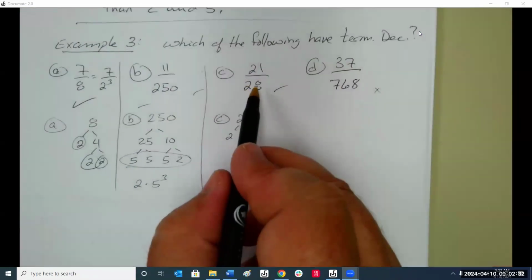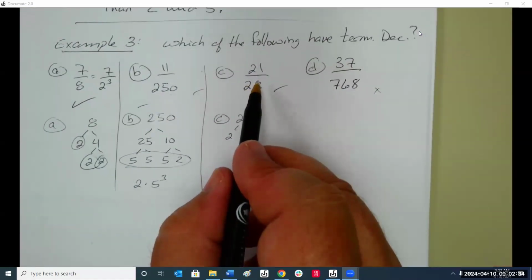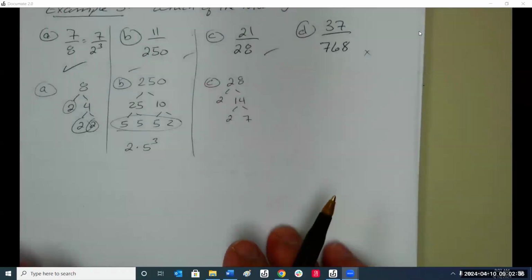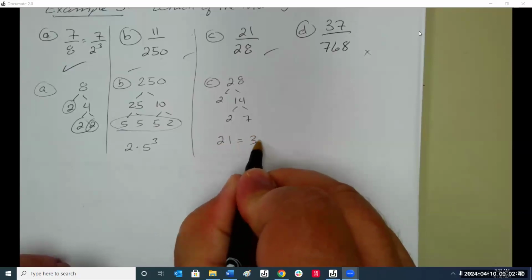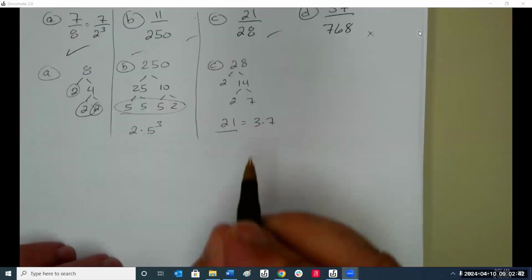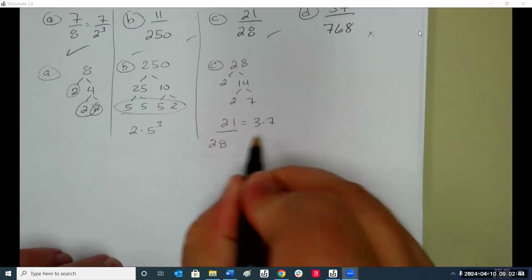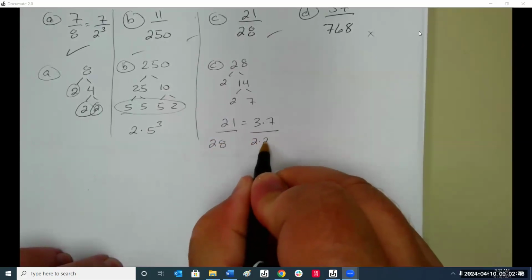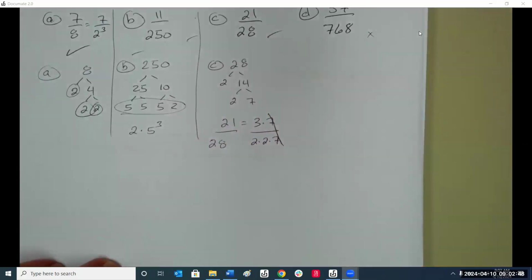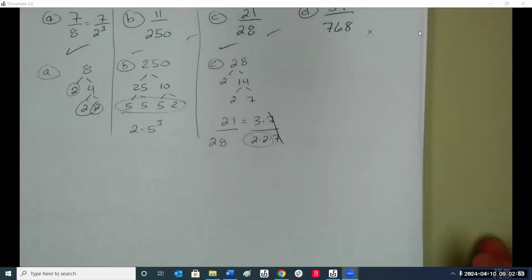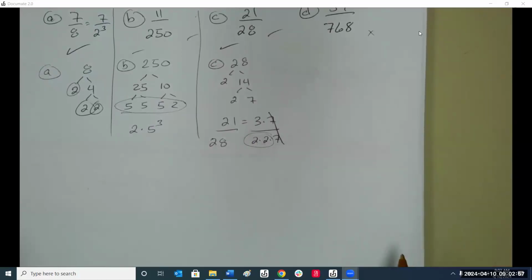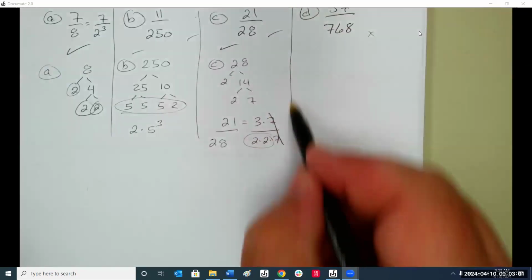Is this the simplest form? Because 21 is made up of 3 times 7. 28 is made up of 2 times 2 times 7. The 7s cancel. So yes, that one's terminating, because all we have left on the bottom are 2s. We have to simplify it first.